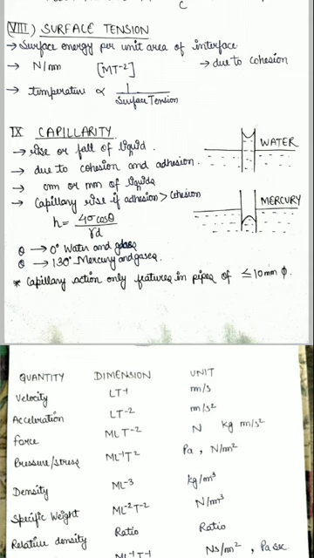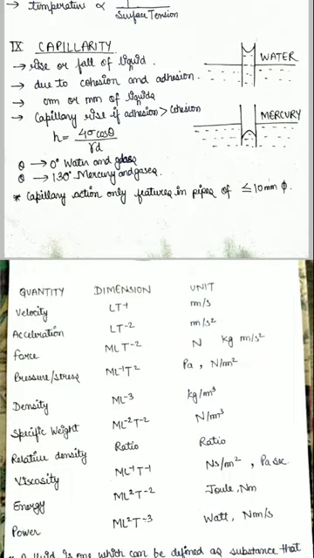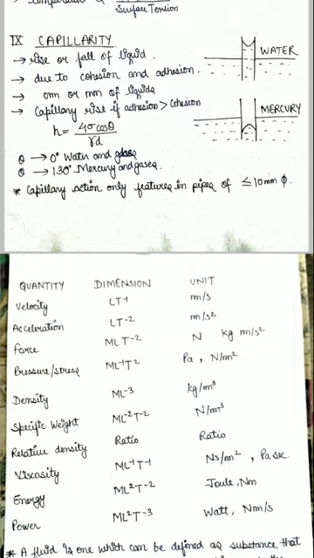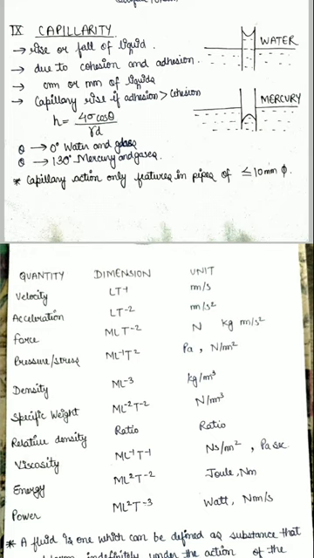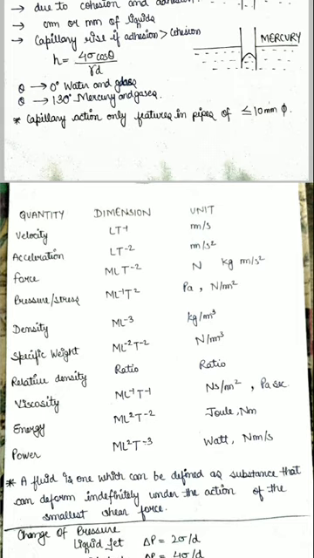Capillarity. Rise or fall of liquid due to cohesion and adhesion. It is measured in centimeter or mm of liquid. If adhesion is greater than cohesion, then capillary rise takes place. Theta is 0 for water and glass, and theta is 130 for mercury and glass. Capillary action only features in pipes of less than 10 mm diameter.